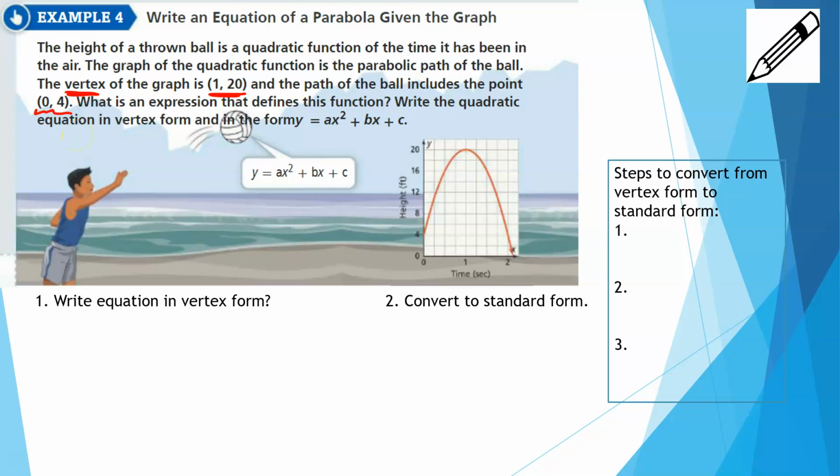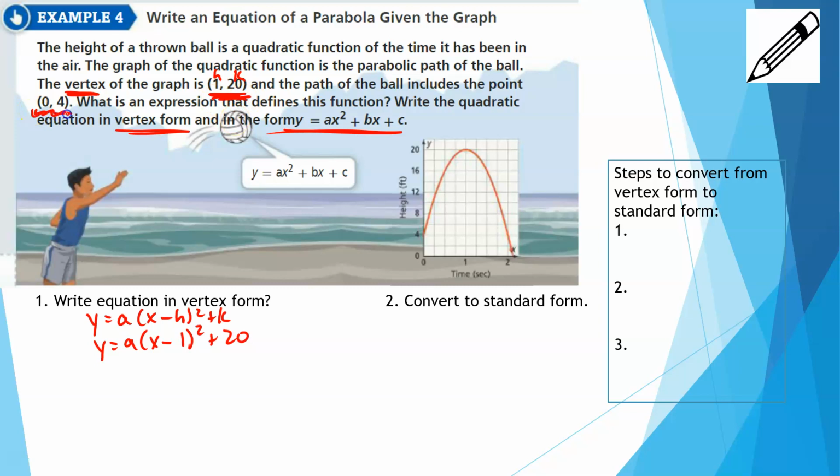Write the quadratic equation in vertex form and in the form y equals ax squared plus bx plus c. Okay, so what we see here is that even though there's a lot of words and it's a real world situation, they gave me the vertex and another point. So to write it in vertex form, I do what we just did. Y equals a times x minus h squared plus k. Y equals a times x minus, my h is 1, my k is 20. That came from this vertex here.